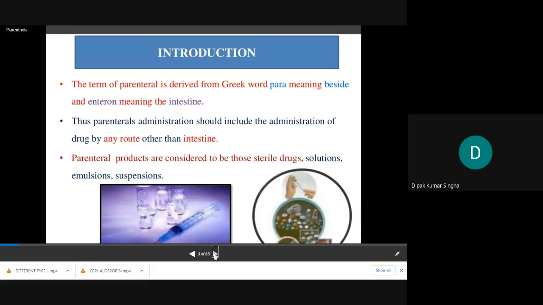First, the term parenteral is derived from the Greek: para means besides, and enteral means the intestine, so other than intestinal. That means to avoid the oral route, all other routes are parenteral routes. Parenteral administration includes administration of a drug by any route other than the intestine. Parenteral products are sterile drugs, solution, emulsion, or suspension. That means parenteral preparation is not only solution; emulsion, suspension, or other dosage forms can also be used by the parenteral route.